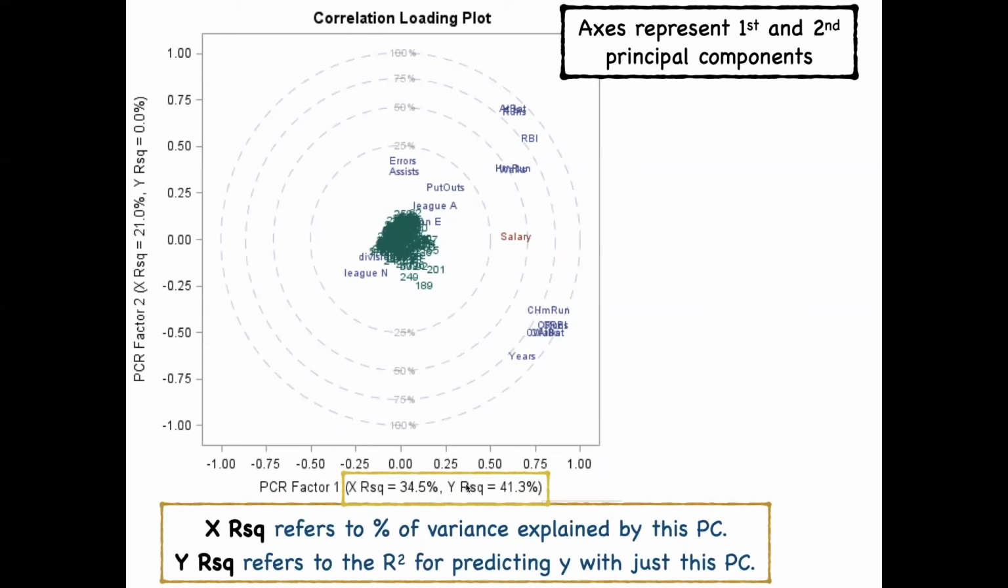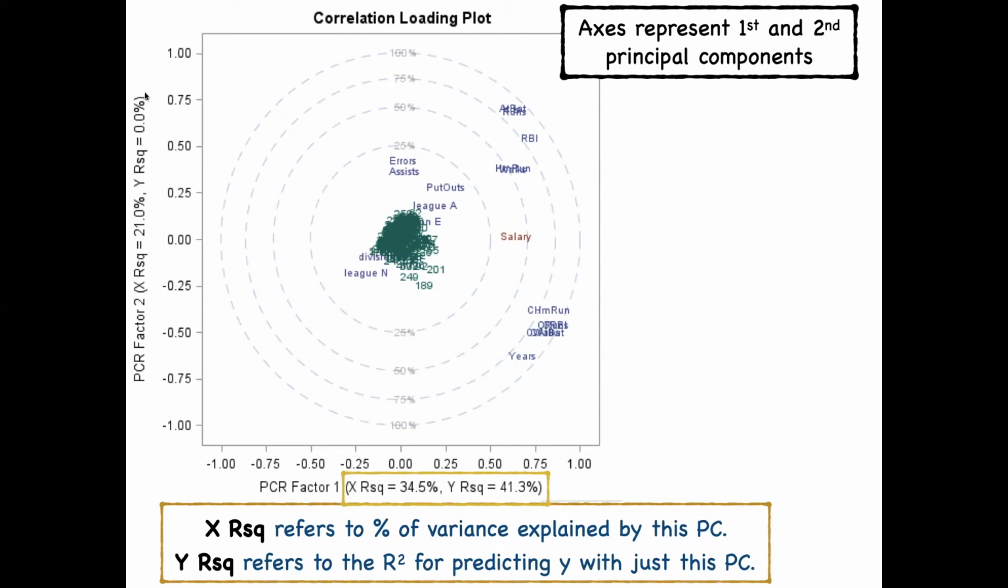Also on the X and Y axis, you're shown the X R squared and the Y R squared. Again, the X R squared is referring to the percent of variance that's explained by this PC. That's the total variance in the X variables, right? This is percent of variance explained in terms of principal components analysis. That Y R squared refers to the R squared for predicting the target with just this principal component. So this is a traditional PROC REG R squared.